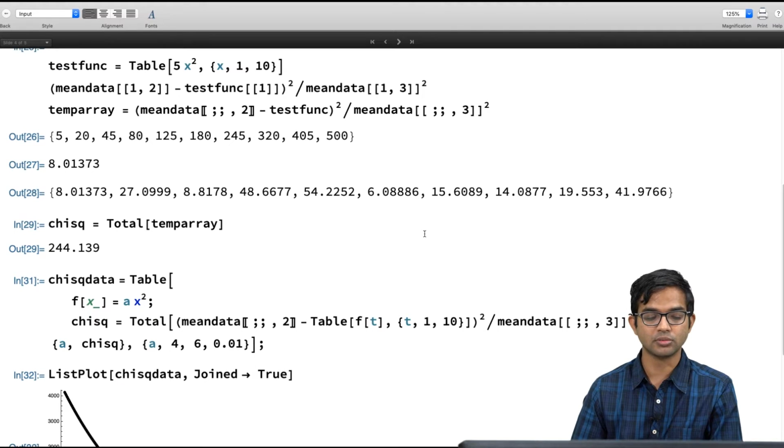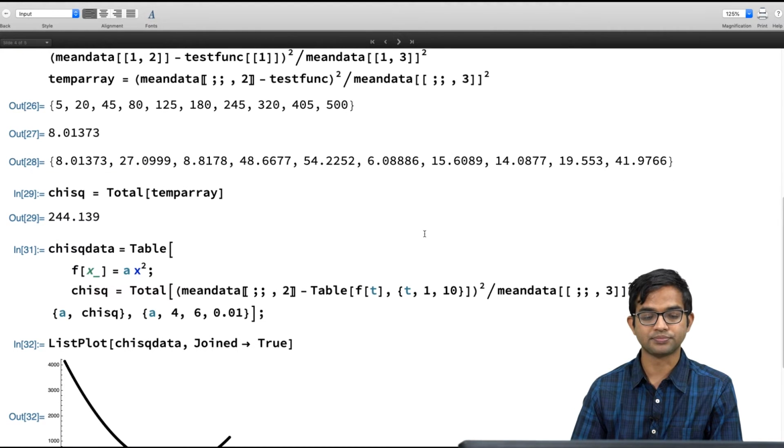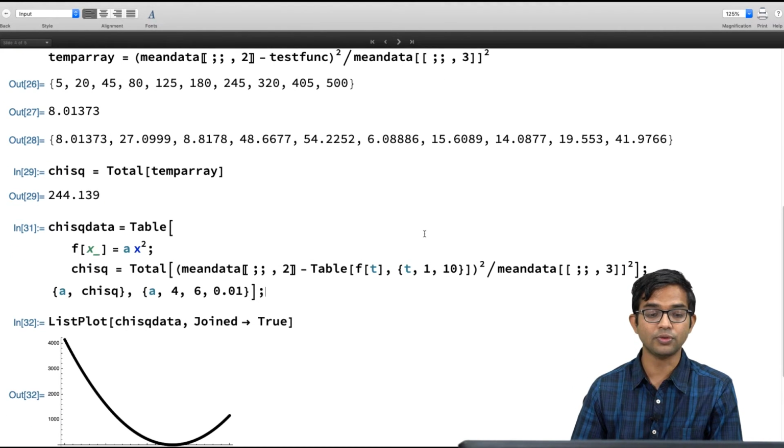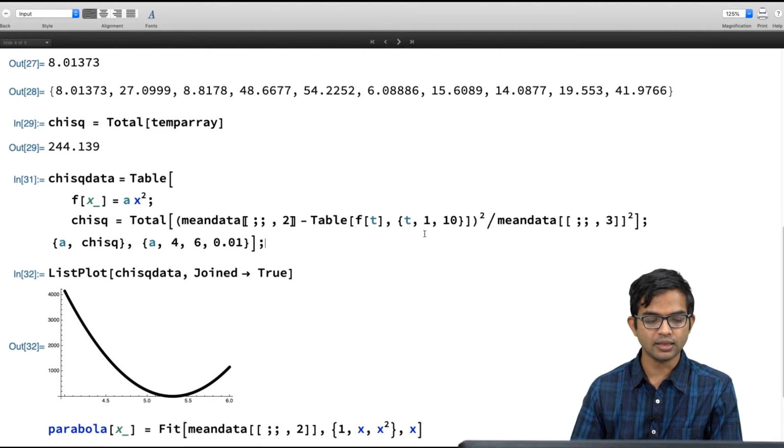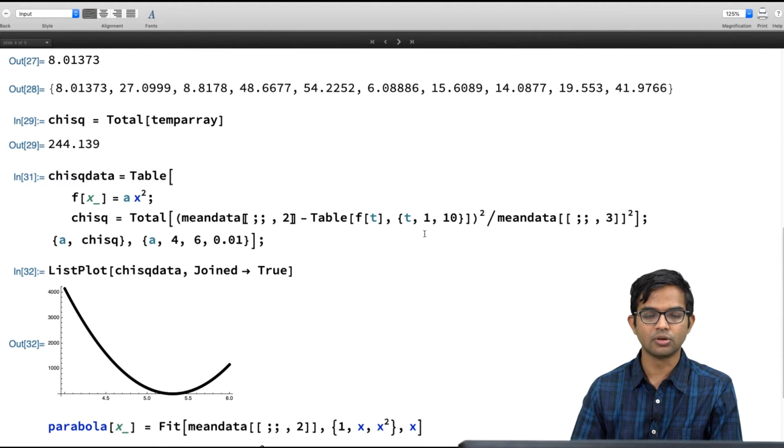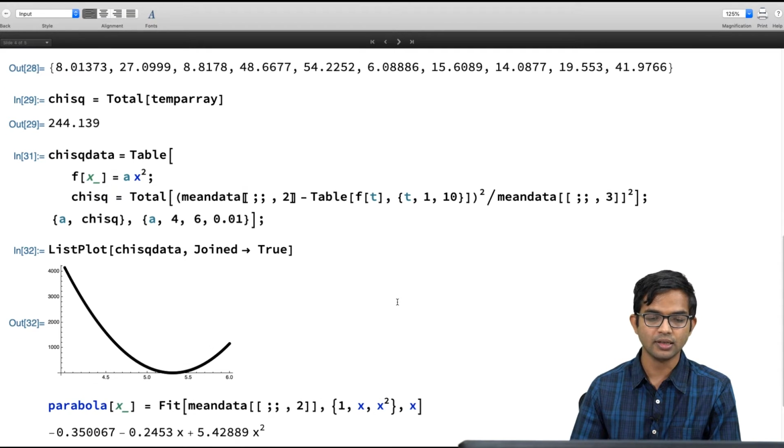Chi-squared is perhaps the most rigorous way of doing this kind of an analysis. And then the third way is to just go to Mathematica and say, you do this for me, right? So there is an inbuilt function called Fit. Fit also uses this kind of a linear approach.